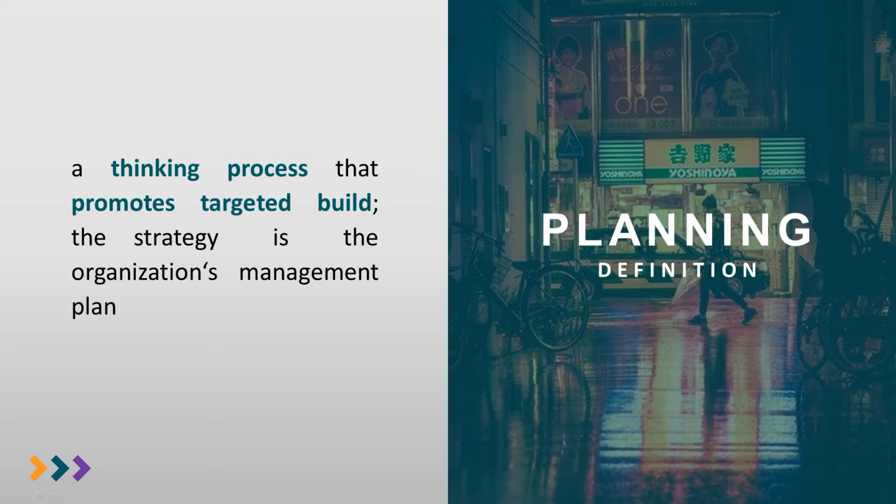In an organization, planning can be described simply as a thinking process that promotes targeted build. This can be the conclusion of the project, program, or method for a particular purpose or to achieve the result. The strategy is the organization's management plan, which is required for the selected goals and objectives. It contains the tools and techniques needed for the organization purposes and objectives.